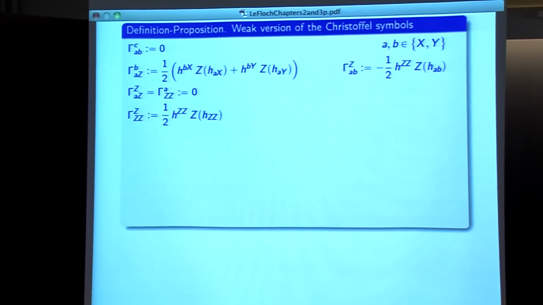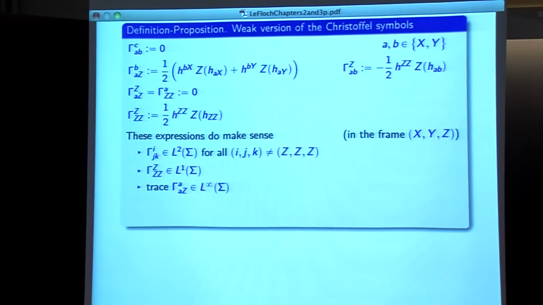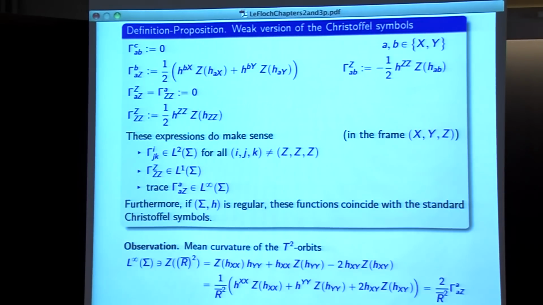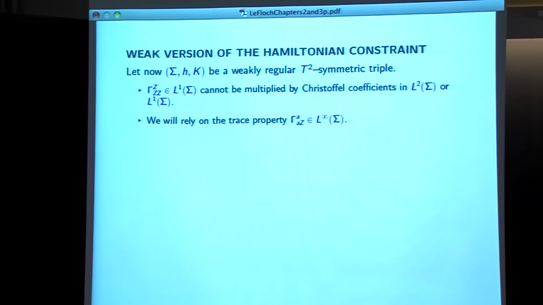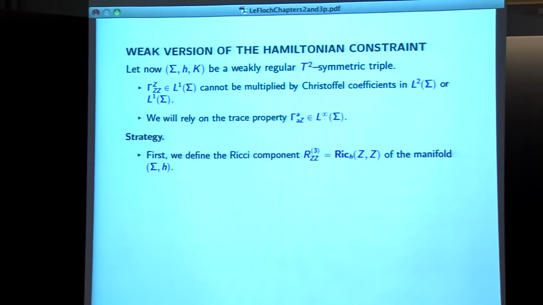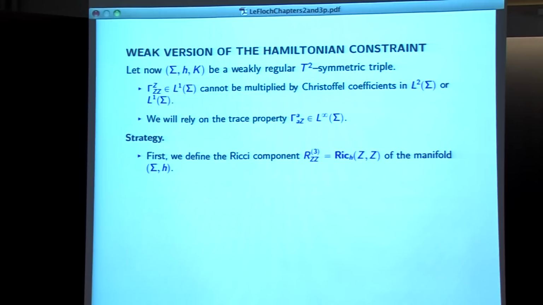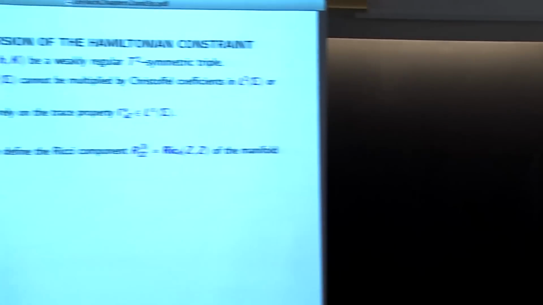I already explained this part of the construction, about how you translate the regularity of the metric and second fundamental form in terms of the Christoffel symbols. So we did that. We computed the Christoffel symbols, we looked at the regularity, and we found the regularity was the one that we had essentially in the tensor K, and so forth. And we started this part, the weak version of the Hamiltonian constraint. So that's what we are going to do now.